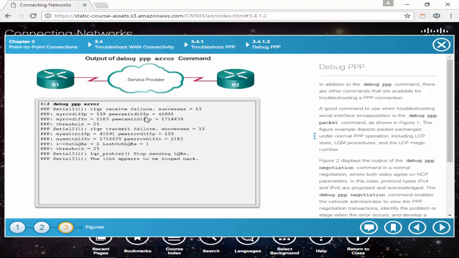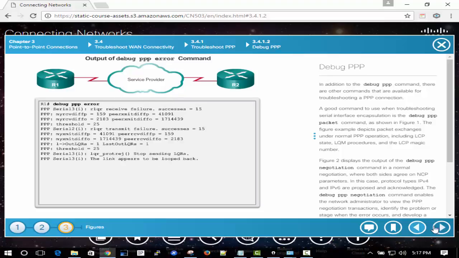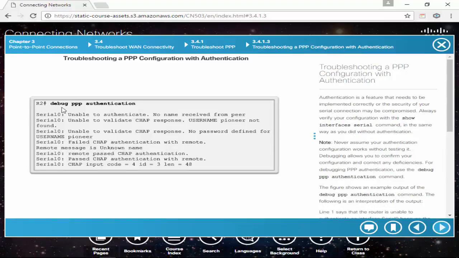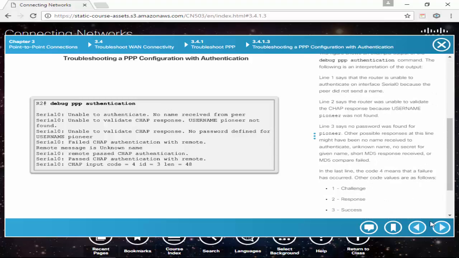PPP error. I don't know. I guess that's just showing you like frame errors or something on there. I've never used that one. And then we have debug PPP authentication. It's going to tell us if CHAP or something isn't working right, and it's just going to go through and give us errors. So those are our debug commands.